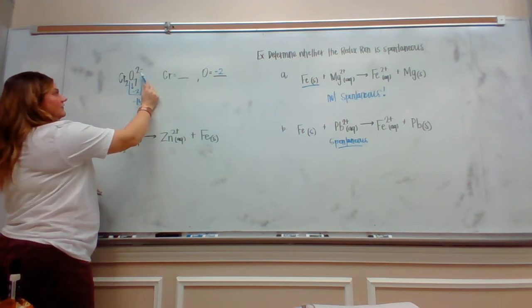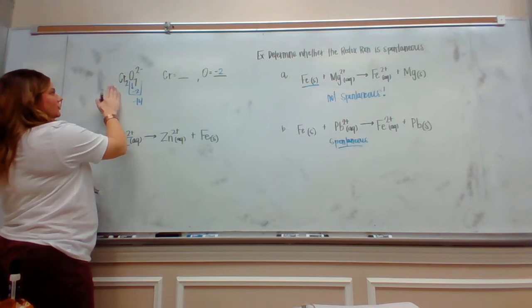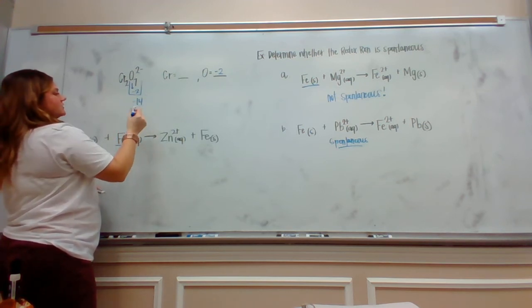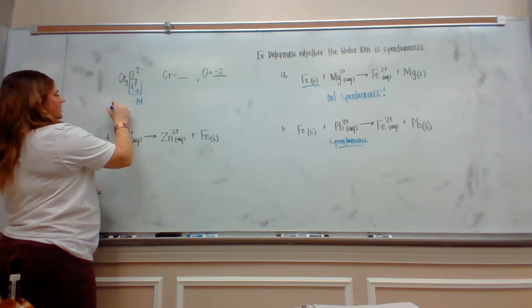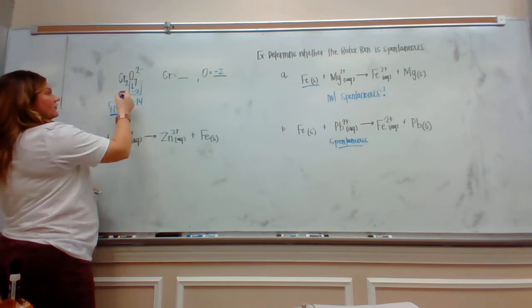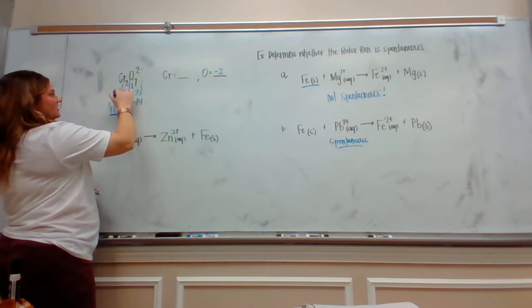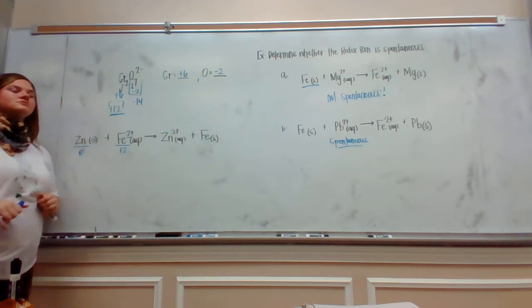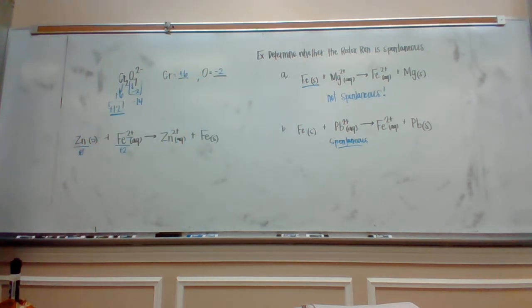Well, I want to be left with a -2 charge when I add chromium's oxidation state to -14. So basically, I need chromium to equal 12. So since there's 2 of them, individually it'll be 6. Kind of like a puzzle.